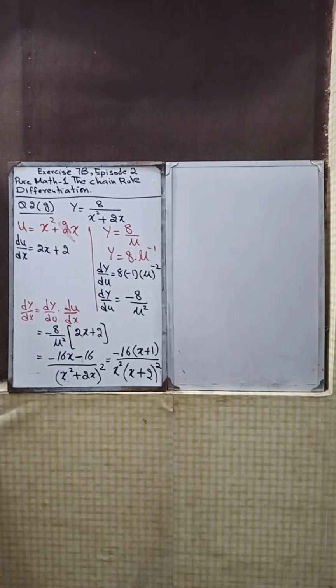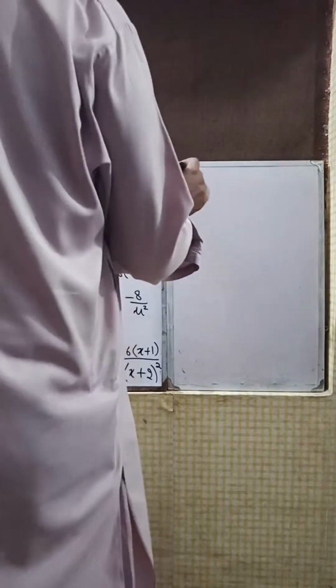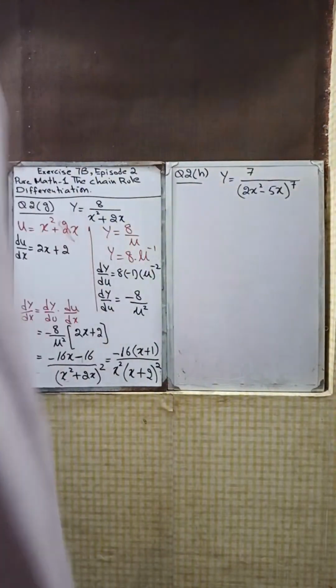Okay, so we are going to the next question, question number 2, its H part. It says y is equal to 7 divided by 2x square minus 5x, the whole thing raised to power 7. So this is the question.